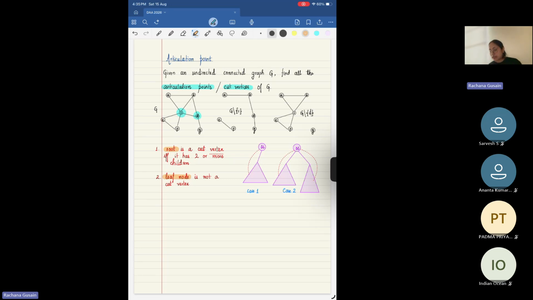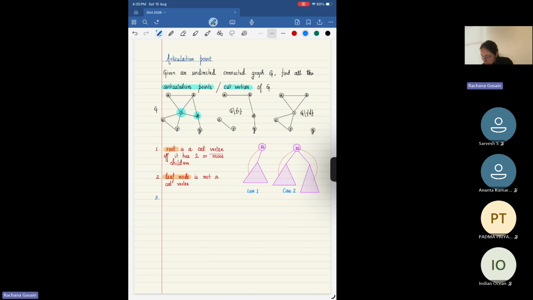Now we have to decide about other nodes in the DFS tree. So what about the other nodes which are not root nodes or leaf nodes? How do we identify whether that node is a cut vertex or not? Let me draw a figure first, and then I'll explain. This part is important. The third case.